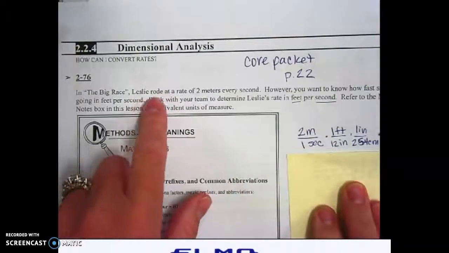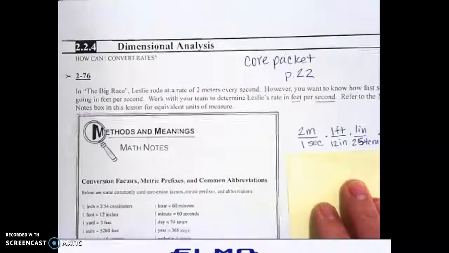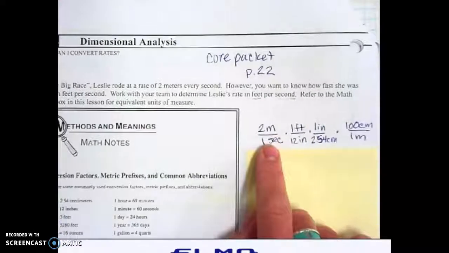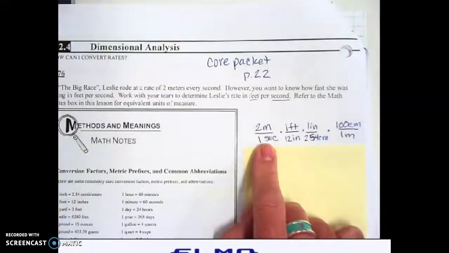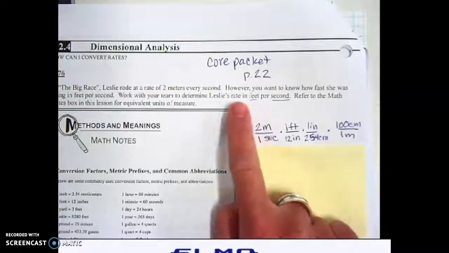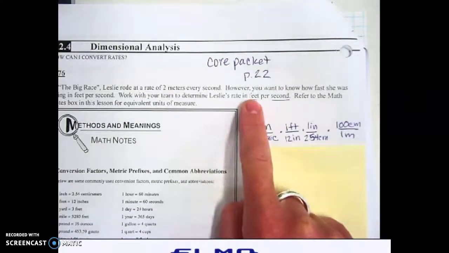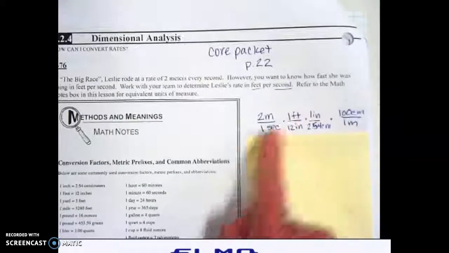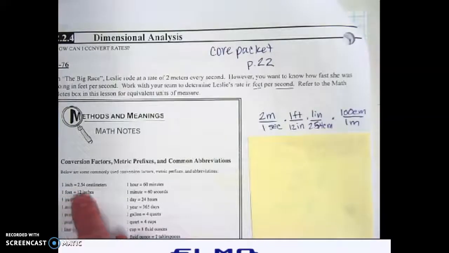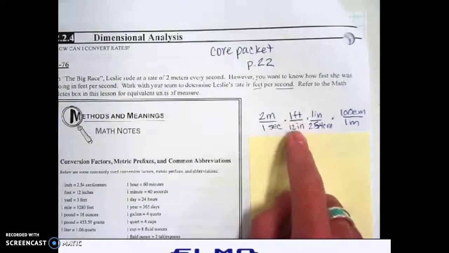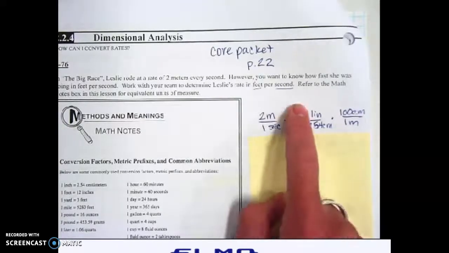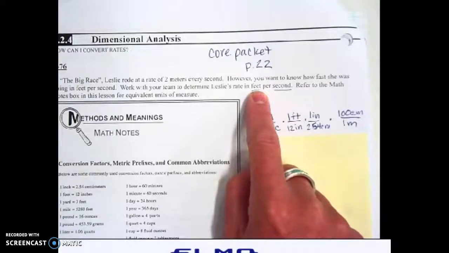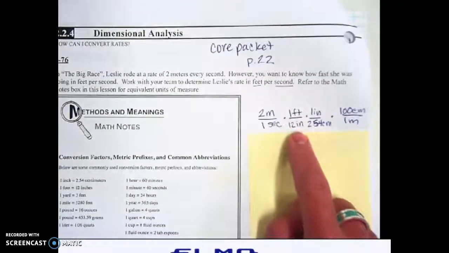In the big race, Leslie ran at a rate of 2 meters per second. So I started by writing down what she did. She ran 2 meters for every 1 second. Okay? And then I realized, okay, we want to determine the rate in feet per second. So right now I got meters, I want feet. So I went over to the chart and I found feet, and the only equivalent it has is inches. So I wrote 1 foot per 12 inches. I could have written 12 inches per 1 foot, but the final answer, we want what to come first? Feet. So I wrote feet in the numerator and inches in the denominator.